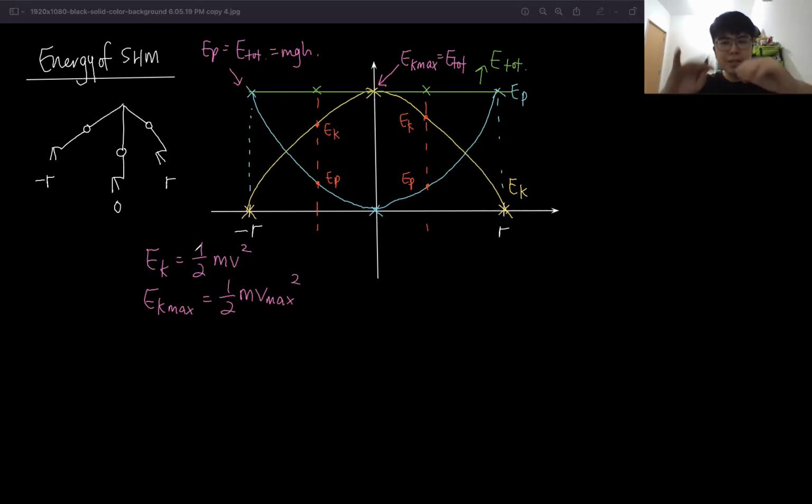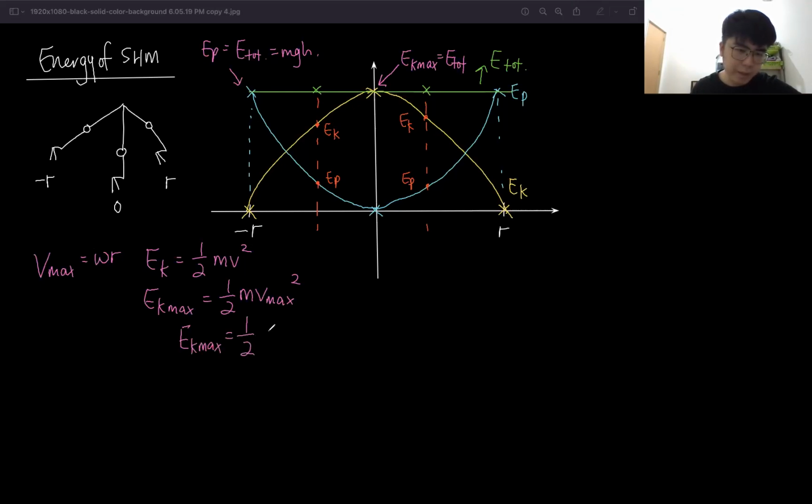From the previous lessons, I gave you a table of all the formulas. If you look at that, v max equals omega R, where R is the amplitude. Sometimes in your book they use A, which is the same thing. So we put omega R into the equation, and we get EK max equals half m omega squared R squared.